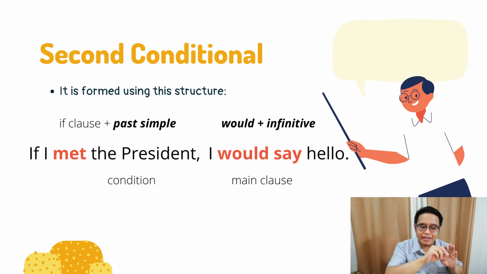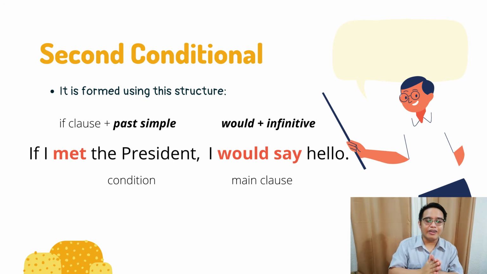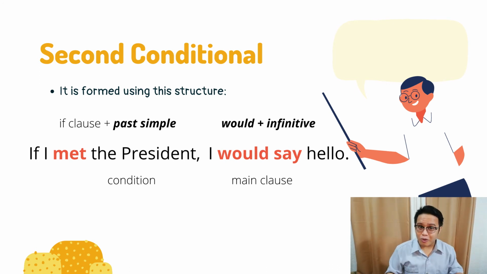So met. Then the main clause is would and then plus the infinitive form of the verb. So I would say hello. So if I met the president, which will probably not happen, but who knows, maybe I'll meet the president, I would say hello. So that's our main clause. So that is the format for the second conditional.